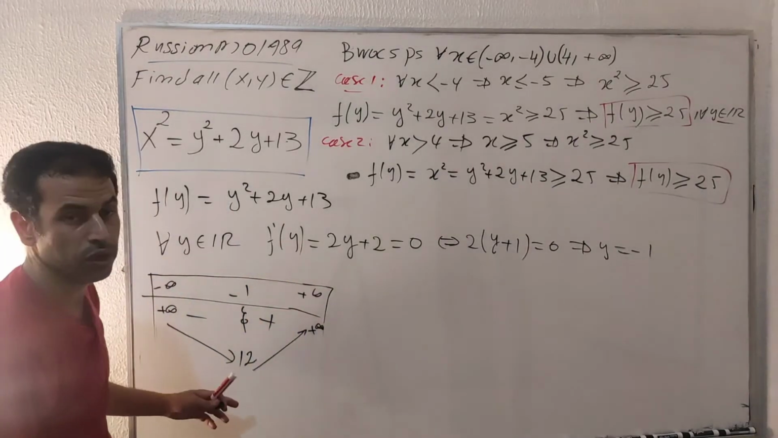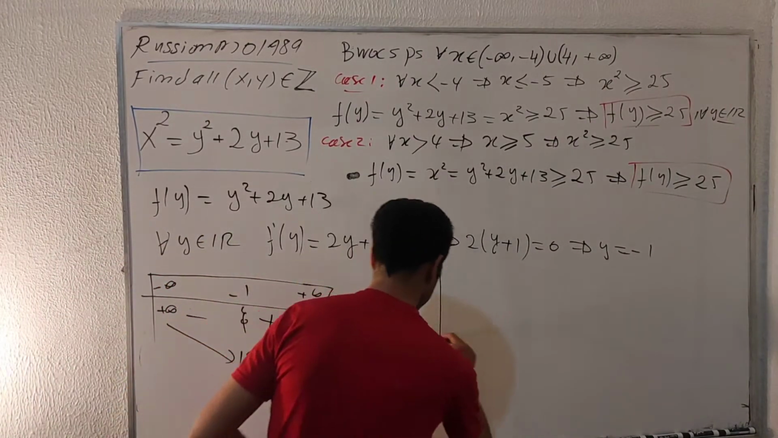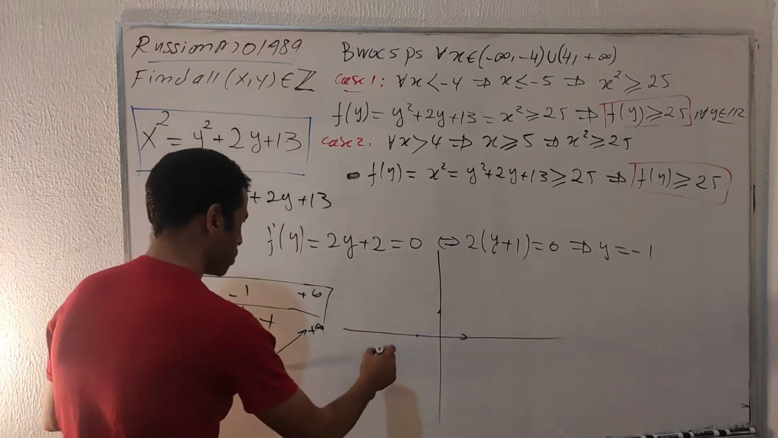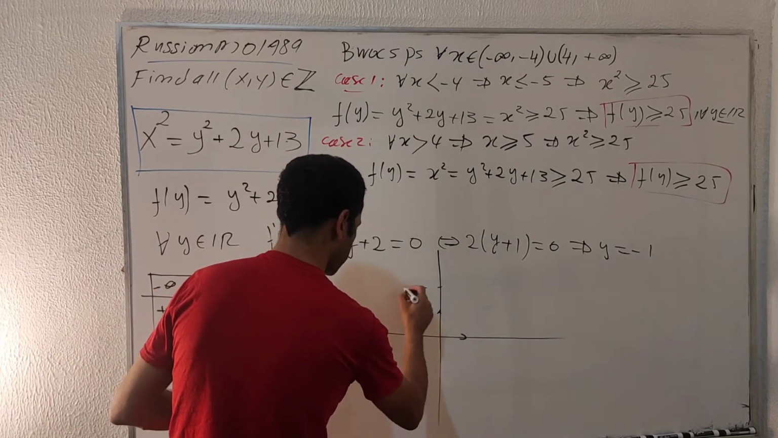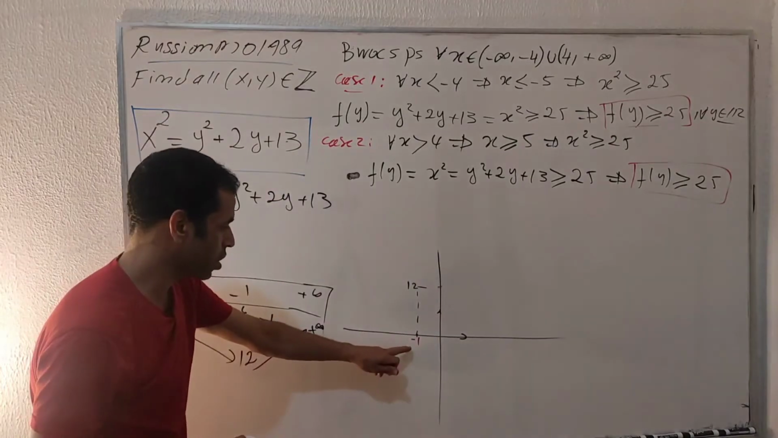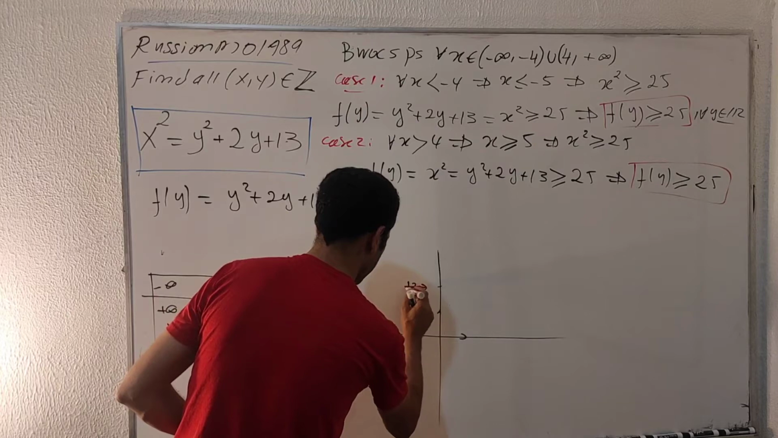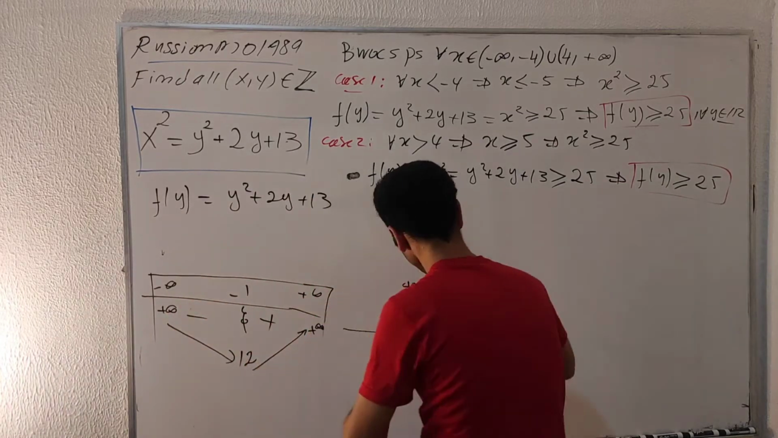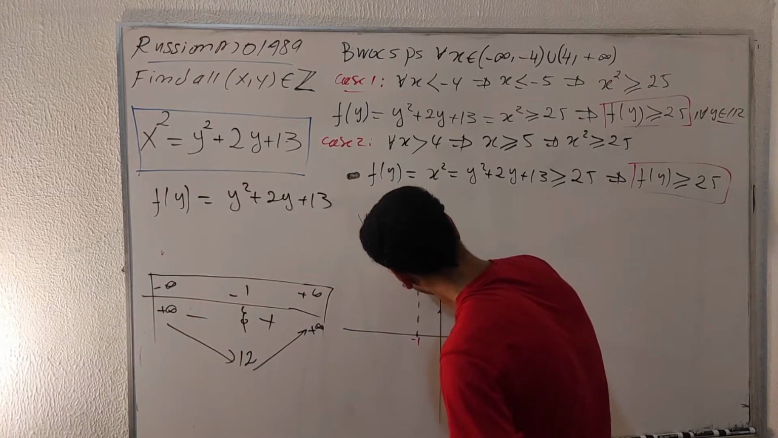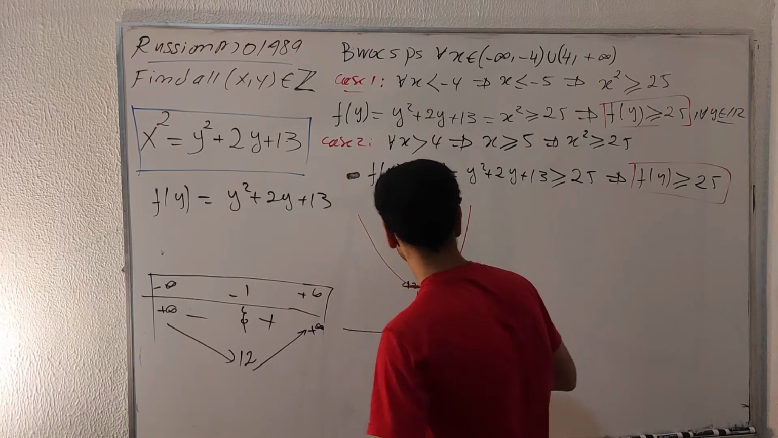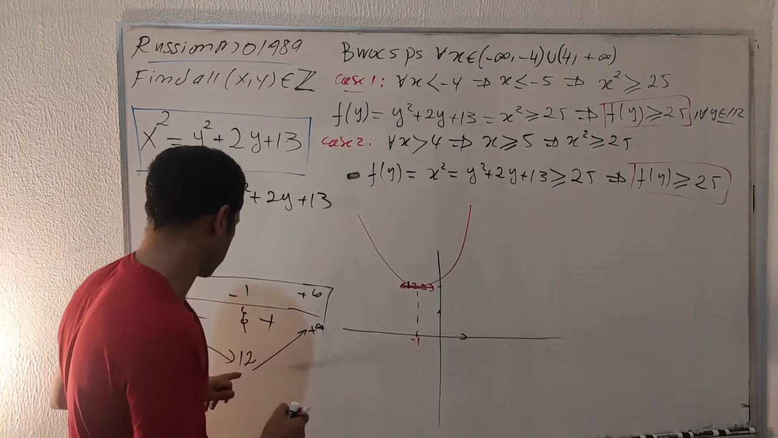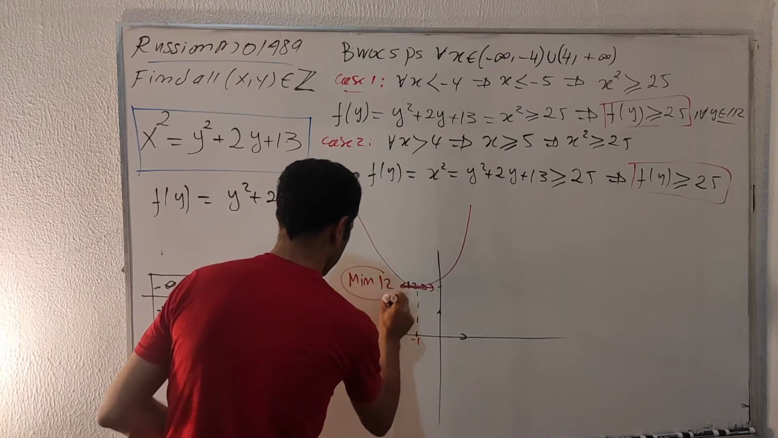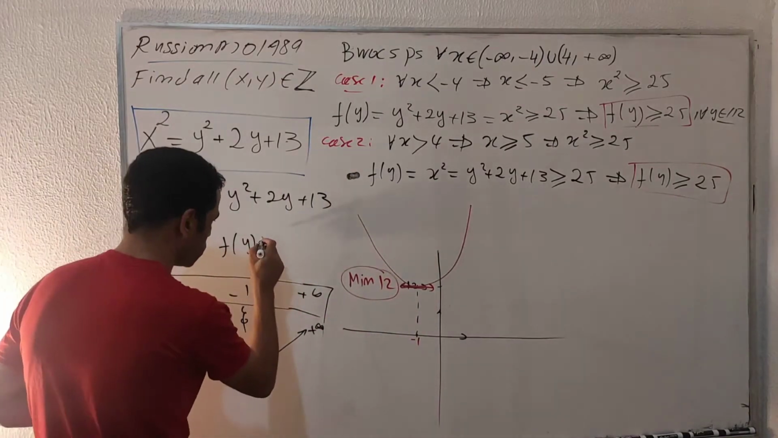Let's put this in the graph. We have minus 1 here. Let's put, for example, 12 at the input minus 1. This function is accepting 12 as a minimum value. So the function is coming from above, going like this, then going like this. This is a critical point for this function. So the minimum of this function is 12, which means that f of y is superior or equal to 12.